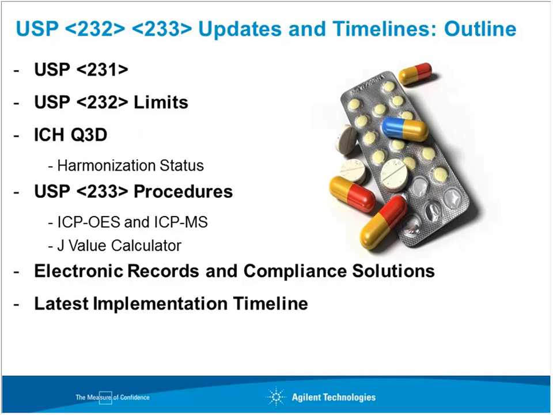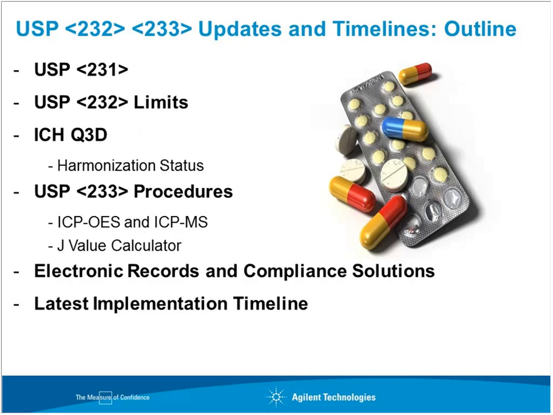From the outline, we'll first review the existing USP Heavy Metals Chapter 231. Next, we'll talk about USP Chapter 232, which lists elemental impurities limits. The ICH Q3D draft guidelines will be reviewed, including harmonization status with USP. And then we'll examine USP 233, which specifies procedures.